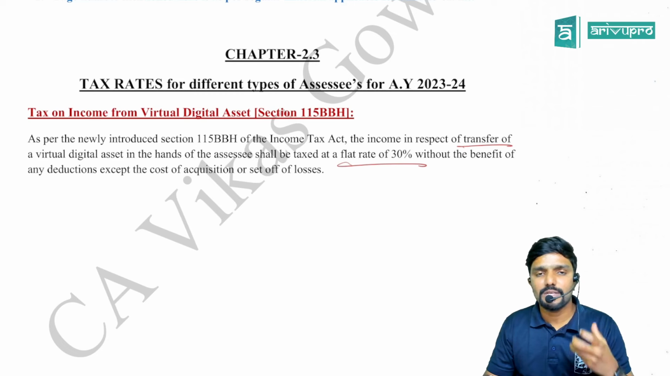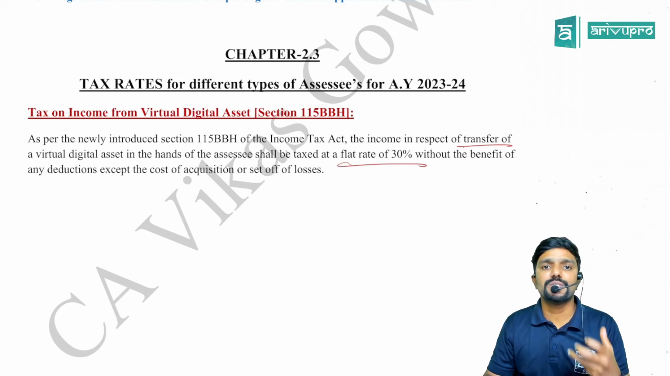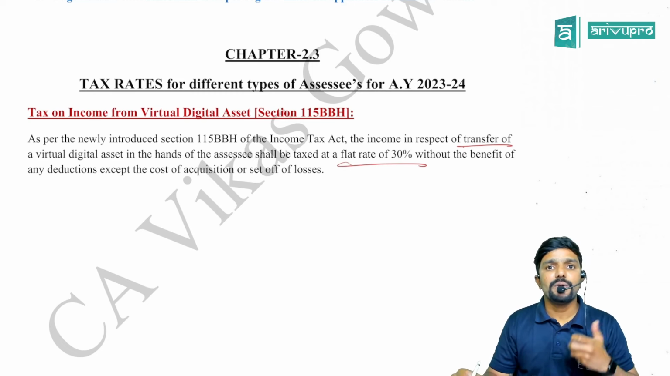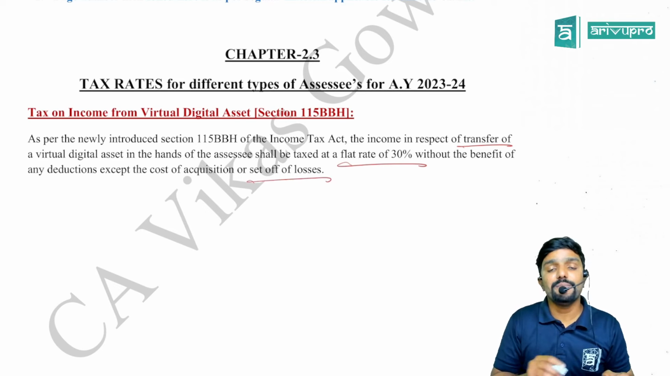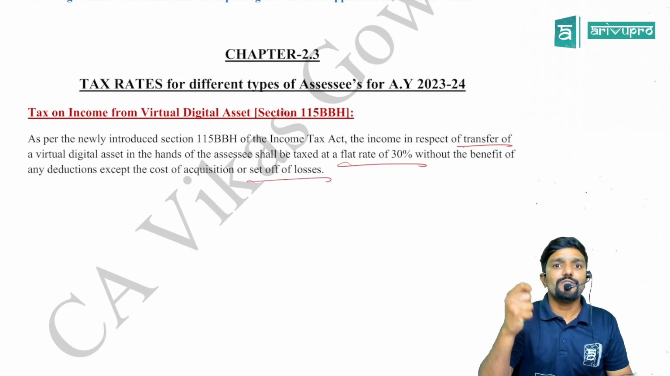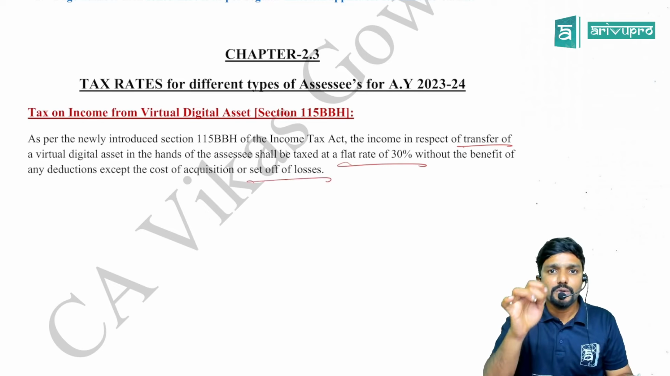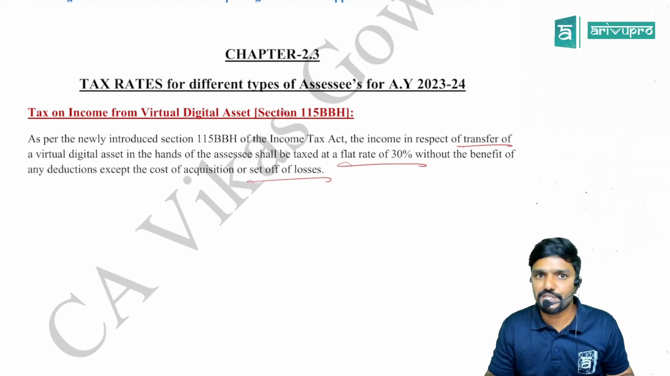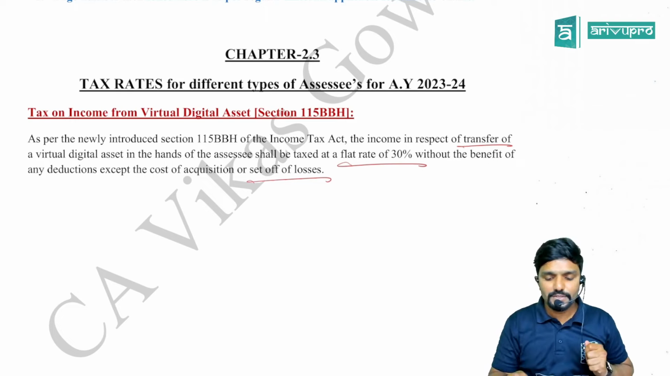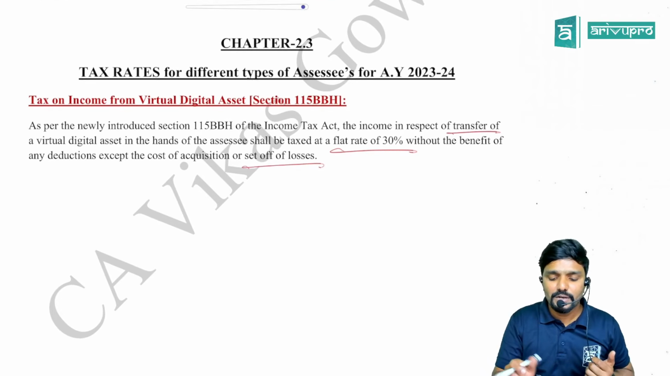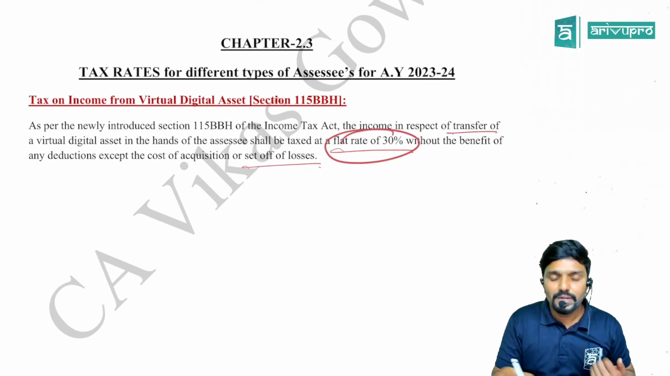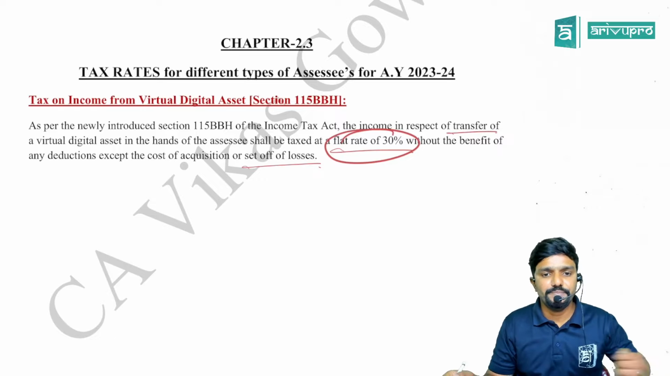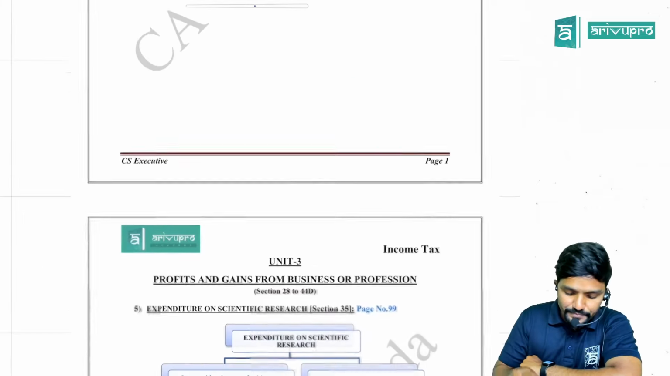That is the cost you have incurred to buy this virtual digital asset, and you can set off only the loss from the same nature. That means if you have any loss from the sale of virtual digital asset, only that loss can be adjusted against income of the same nature. Yes, this is all about 115BBH. So maximum they may ask you a question on the tax rate. So please be careful with it.